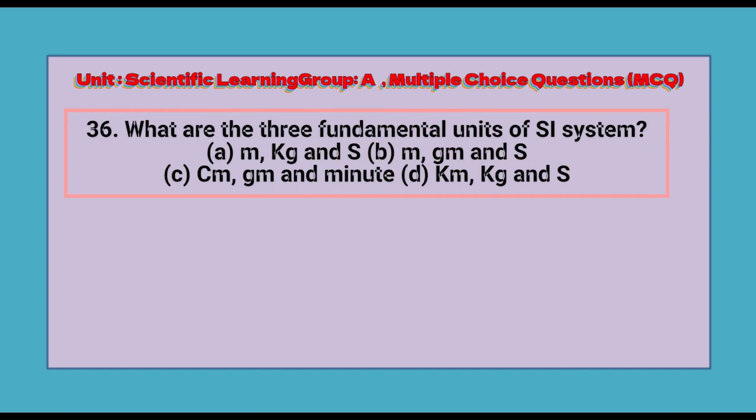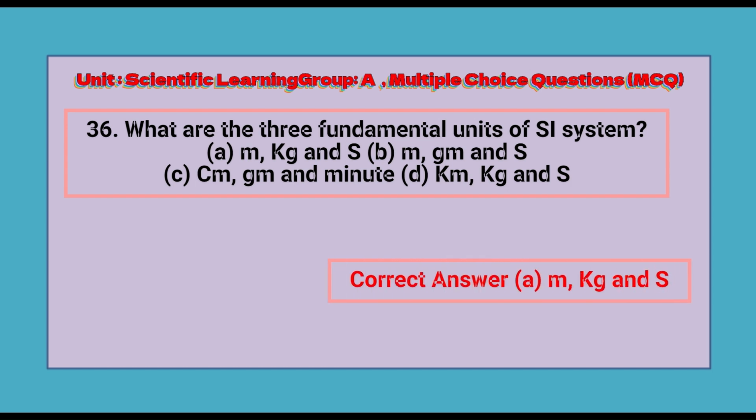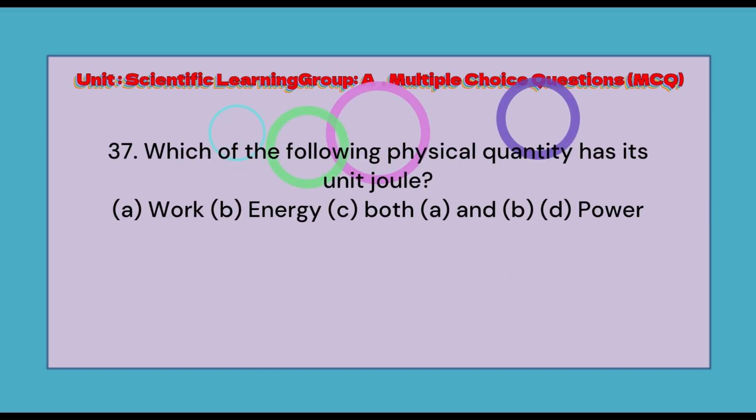36. What are the three fundamental units of the SI system? A. Meter, kilogram and second. B. Meter, gram and second. C. Centimeter, gram and minute. D. Kilometer, kilogram and second. Correct answer. A. Meter, kilogram and second.